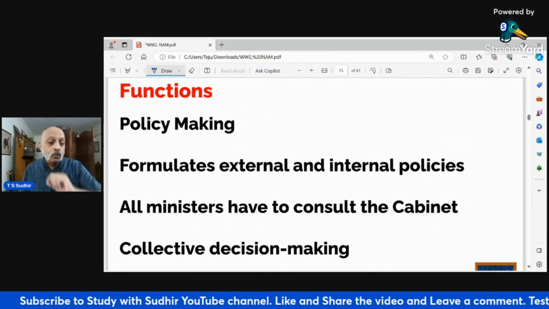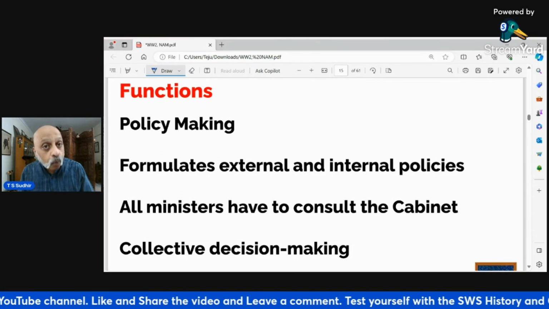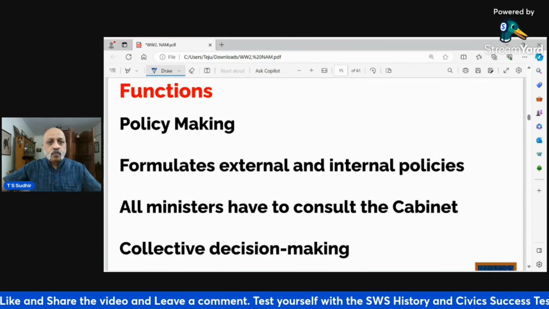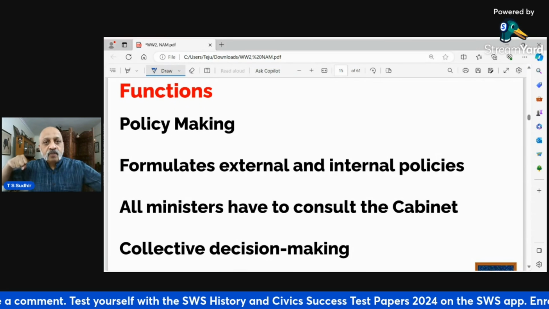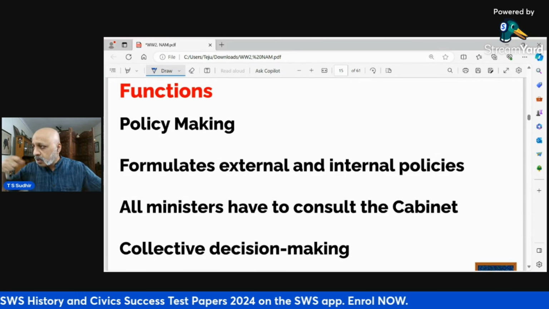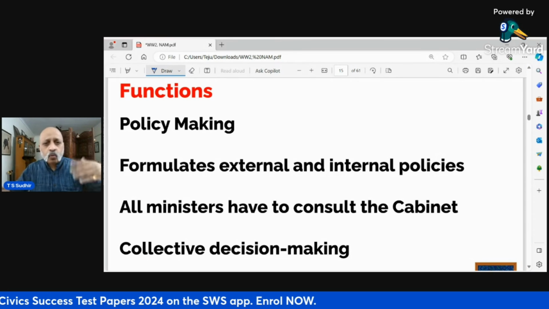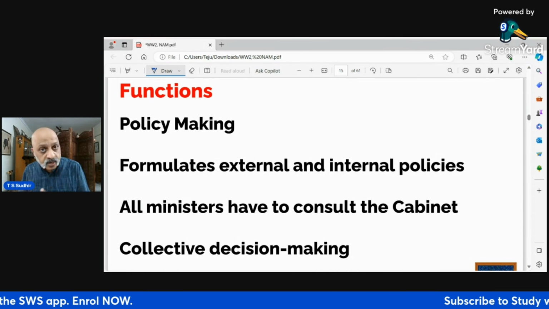Now, let's come to the functions of the cabinet. The first one is policy making. As I said, industry policy, sports policy, entertainment policy, women and child welfare policy, foreign policy with Pakistan, Iran, Afghanistan, whatever. Everything is decided by the cabinet. They formulate the external and internal policies.